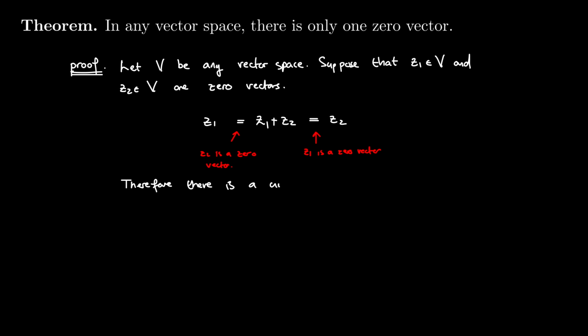So there is a unique, in other words, only one zero vector in any vector space. And in this case, we say V because we're working in V throughout. Okay, good. So this is just one of the sort of elementary consequences of the vector space axioms.